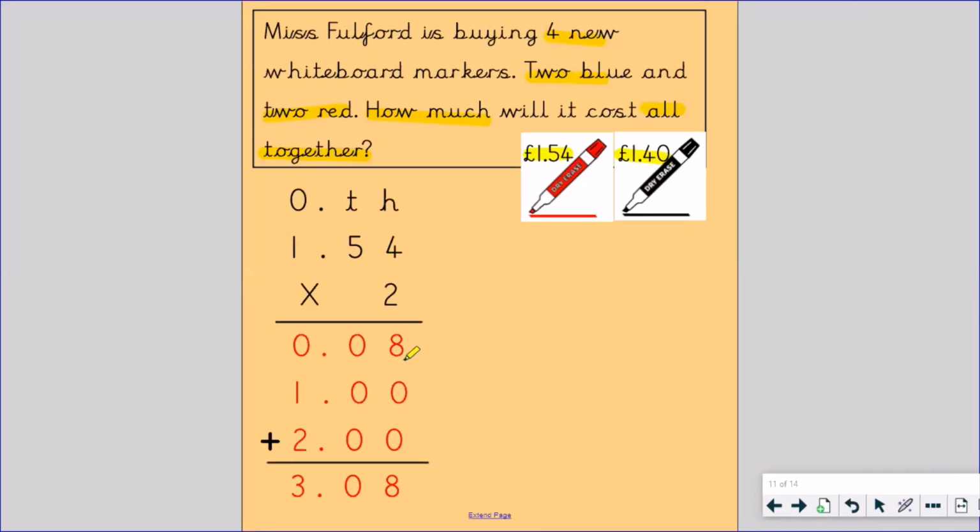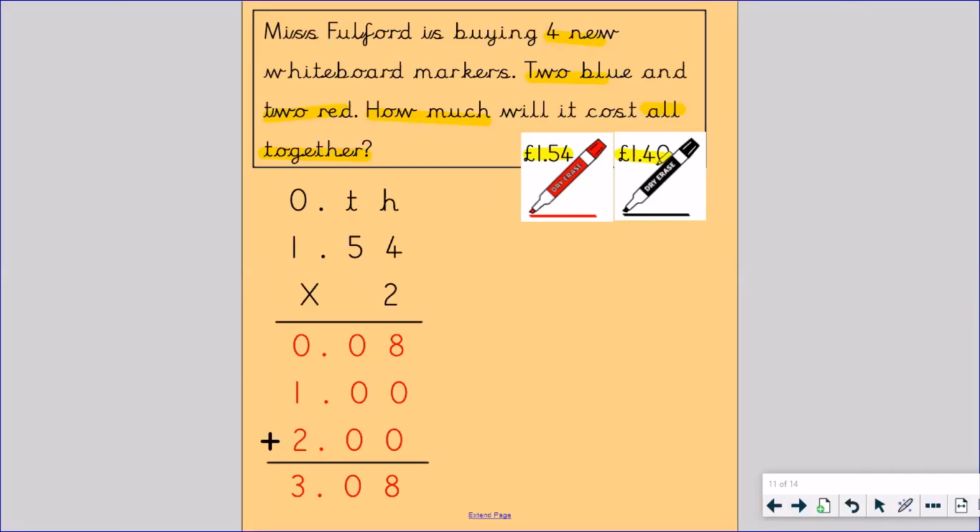So I've got 8 plus 0 is 8. 0 plus 0 plus 0 is 0. 0 plus 1 plus 2 is 3. So for 2 red whiteboard markers, it's going to cost me £3 and 8p. Okay, so that's my first equation. Now I need to figure out what I need to do next. So I found out 2 red, now I need to find out 2 blue. Oh, well, I've got a black picture here, but that's okay.